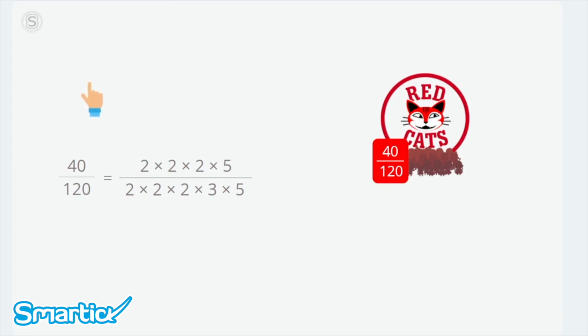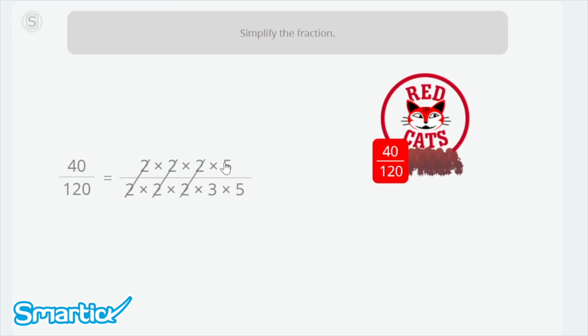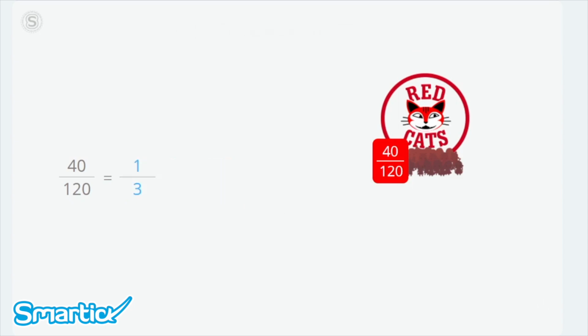A 2 on top is simplified with a 2 from below. Continue simplifying. 2 on top and 2 from below here. We have another 2 on top and 2 from below. We don't have a 3, but we do have a 5, so a 5 on the top and a 5 from below. Very good. We found the irreducible fraction of 40 over 120, 1/3.